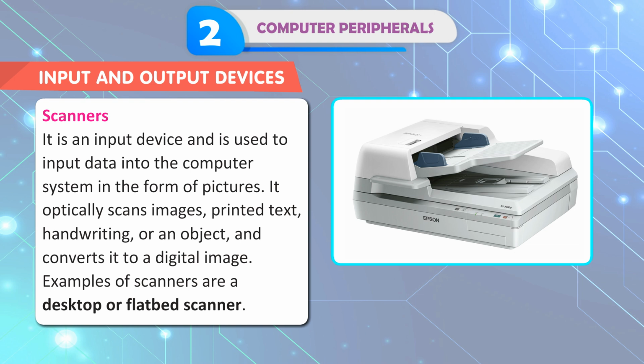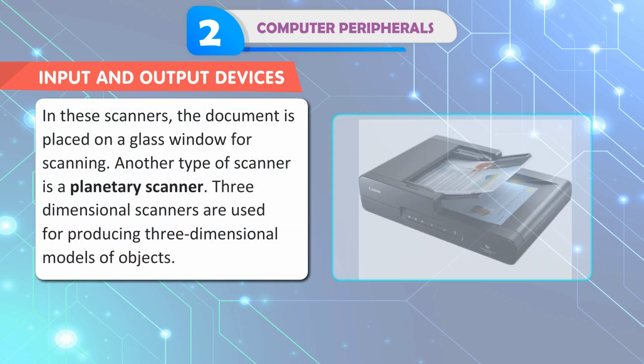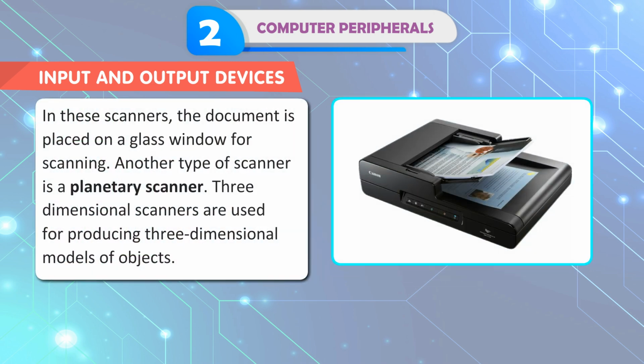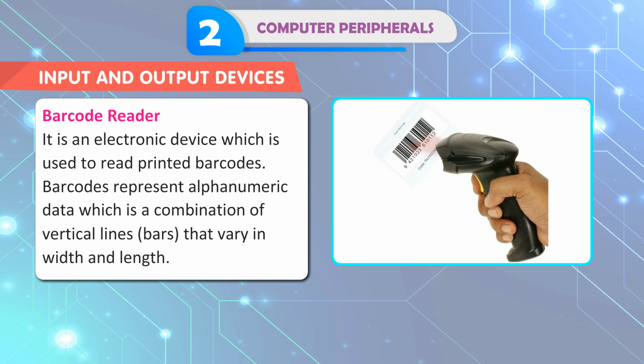Examples of scanners are a desktop or flatbed scanner. In these scanners, the document is placed on a glass window for scanning. Another type of scanner is a planetary scanner. Three-dimensional scanners are used for producing three-dimensional models of objects.